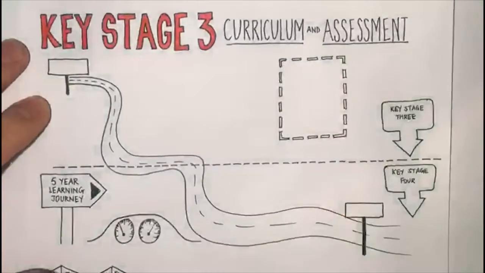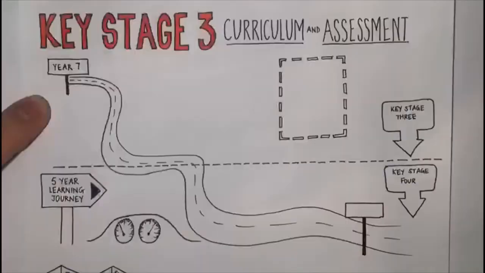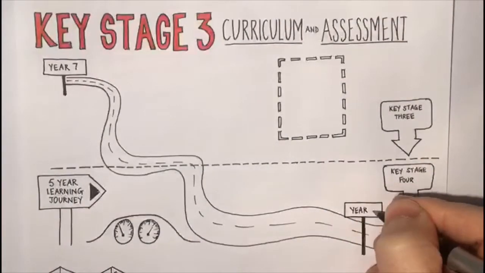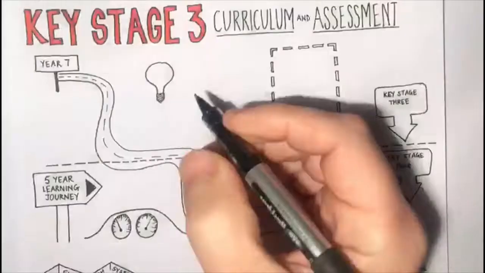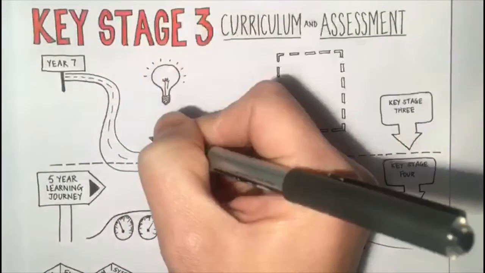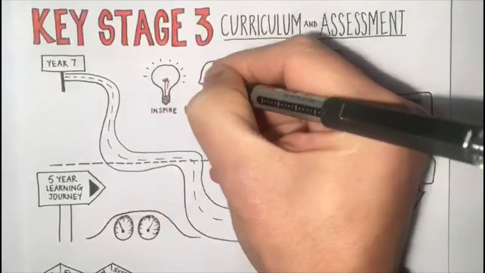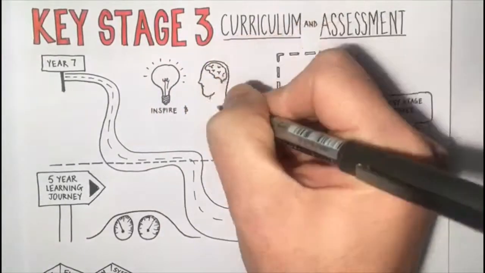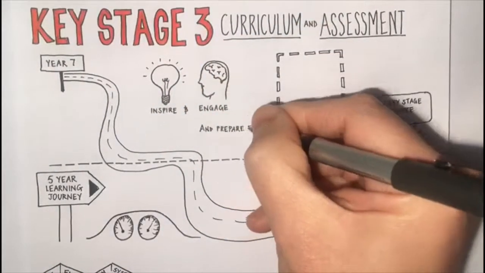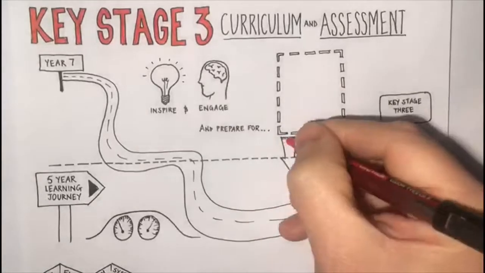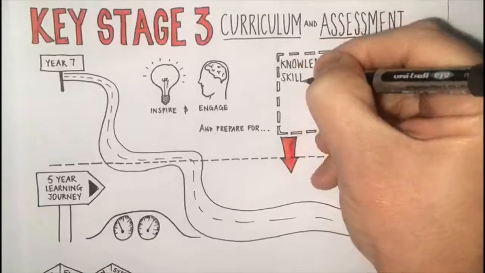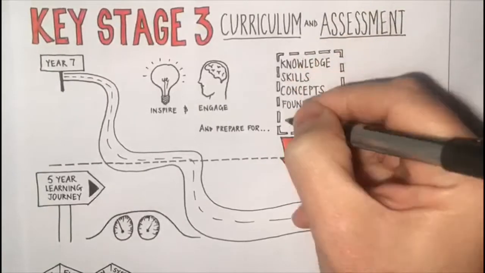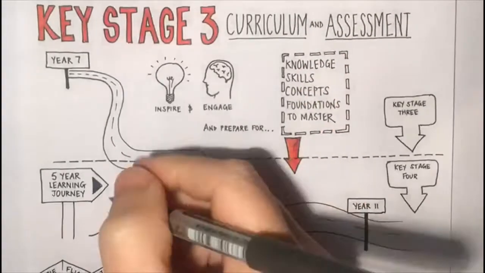Curriculum and Assessment. Our curriculum at Hayes takes students on a 5-year learning journey from Year 7 to Year 11. At Key Stage 3, we've devised our curriculum to inspire and engage students, and at the same time to prepare them for the challenges of Key Stage 4 study. Each department has designed its curriculum and schemes of learning to cover the knowledge, skills and concepts students need to master to prepare them for their GCSE courses in Year 9 or 10.